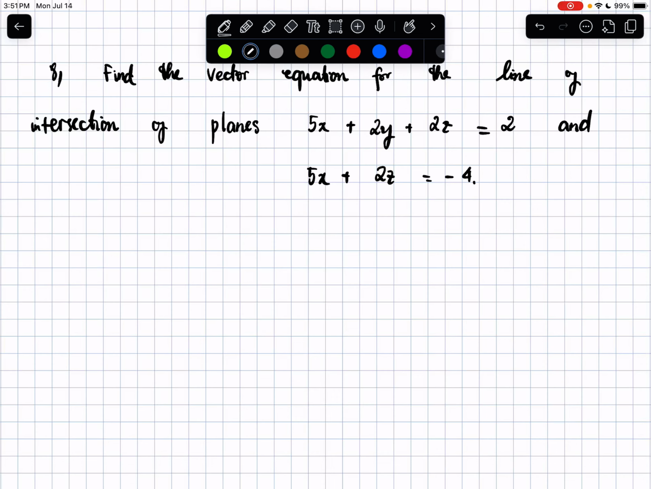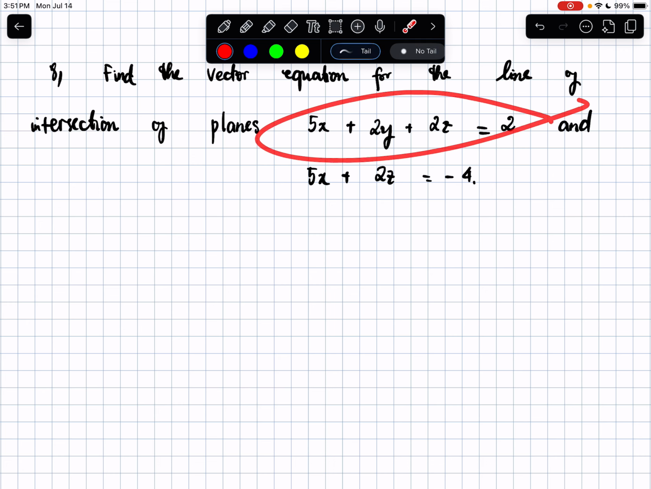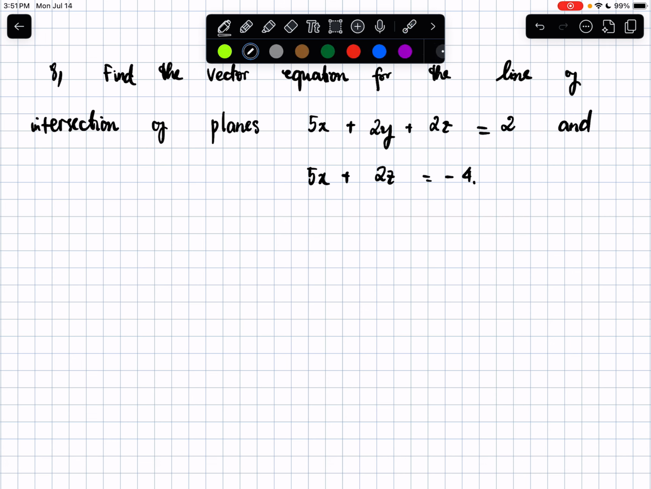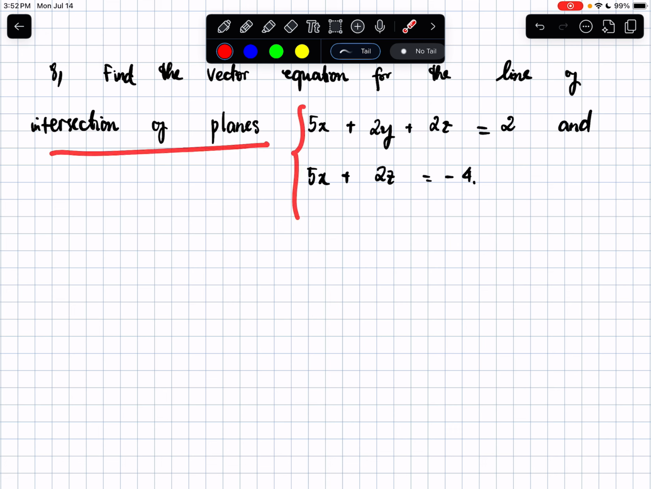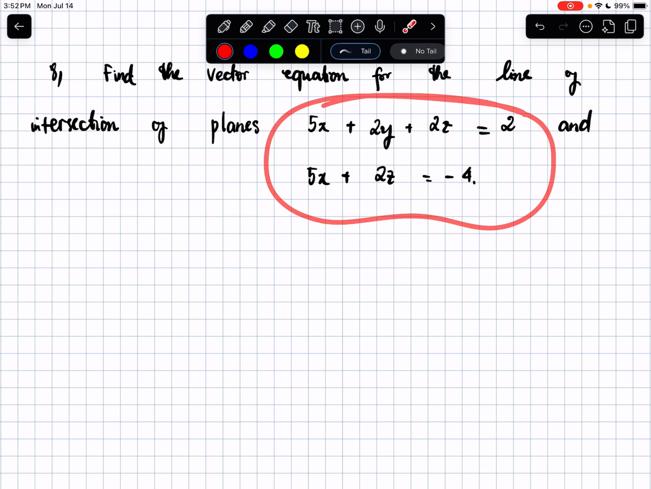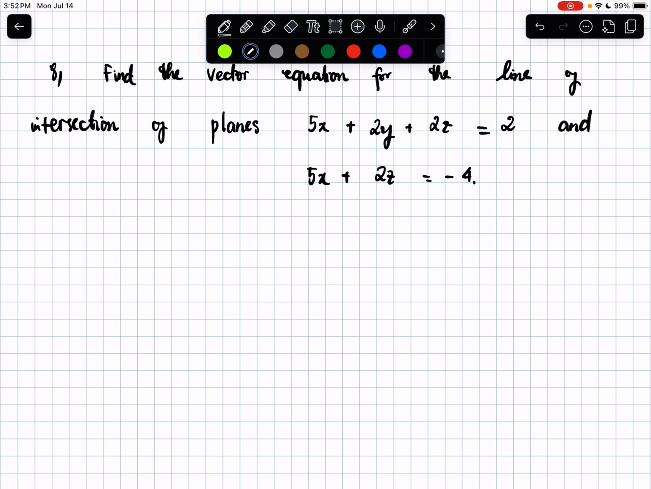Find the intersection of the two planes 5x + 2y + 2z = 2 and 5x + 2z = 4. So one method we can do is to solve the system of equations. We have two equations corresponding to two planes. The intersection of the two planes contains the points x, y, z such that x, y, z satisfy both equations. So, method 1.